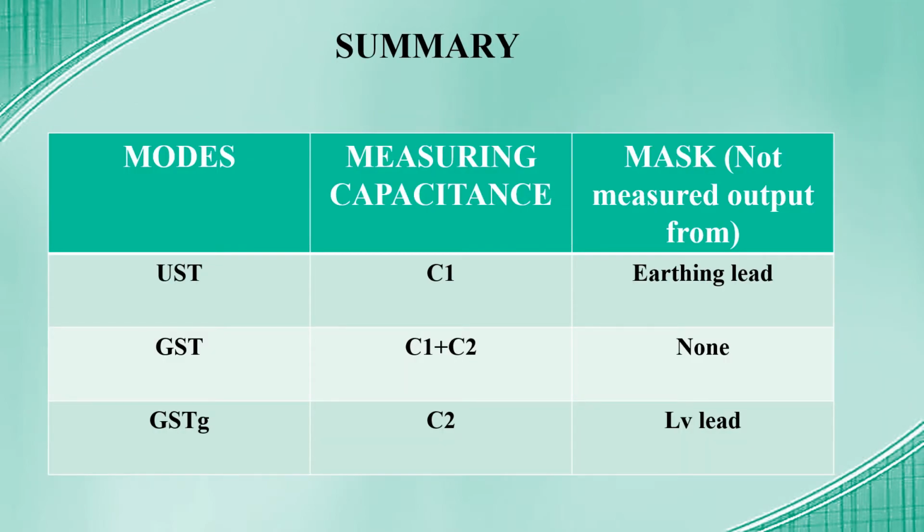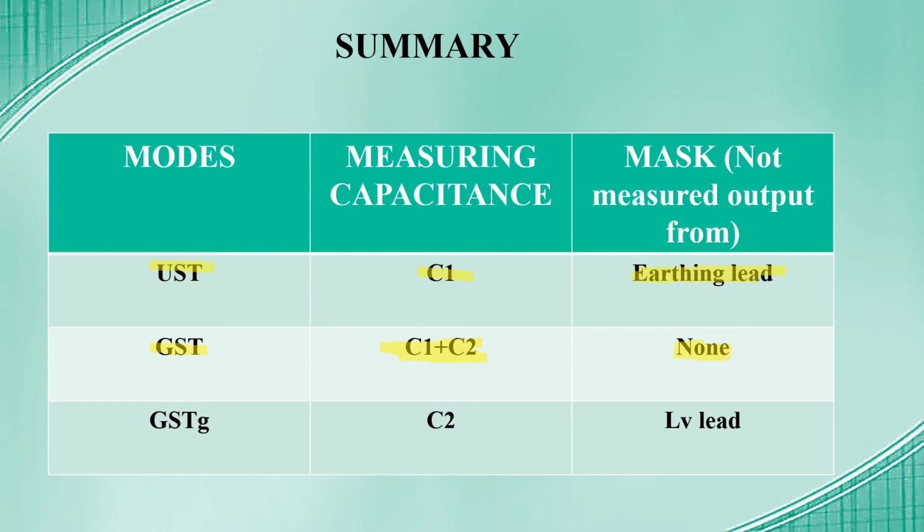So now these three modes can be summarized as follows. In UST mode we measure C1, and the measurement from the earthing lead is not taken into account. Another mode is the GST mode. In this mode, it measures C1 and C2, and the output from both the leads, that is the LV lead and the ground lead, are taken, and none of them are masked.